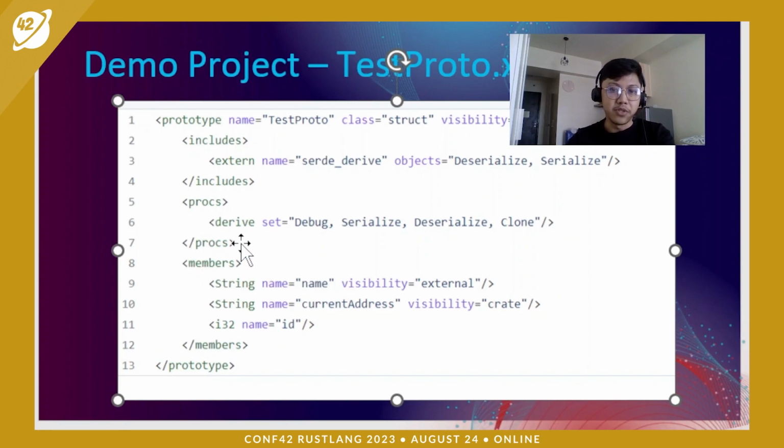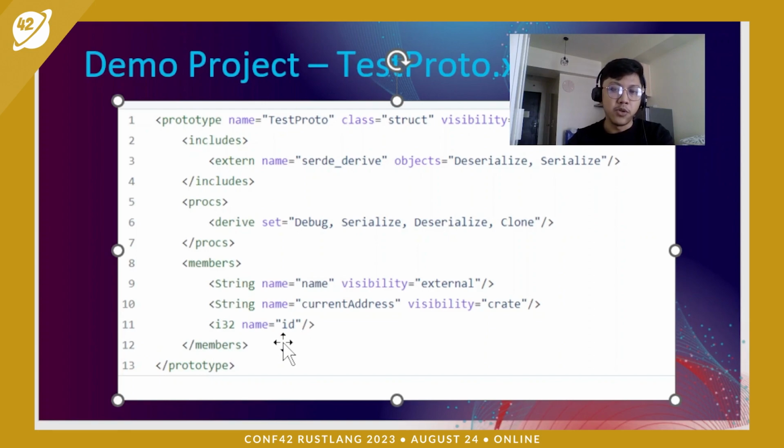Lastly, we have members. We have to set our members for our object struct. In our project, we have a string data type for member name with visibility external, so this can be accessed externally. A string data type for member current address with visibility crate, so this member can only be accessed inside the crate. And lastly, an i32 data type for member ID.